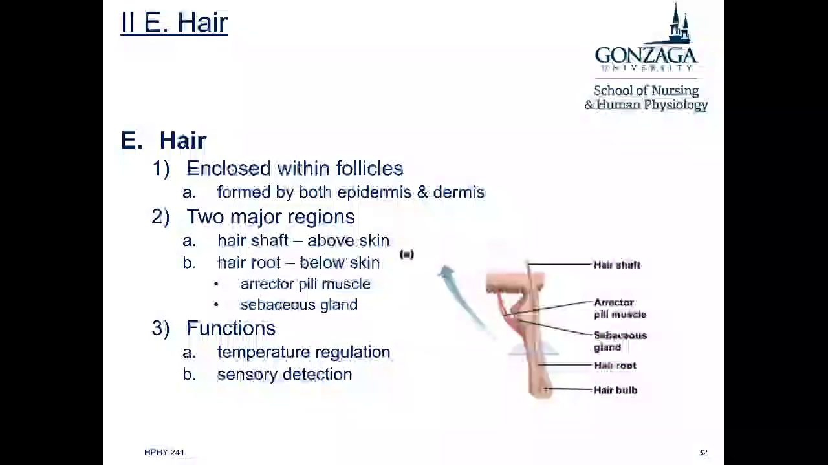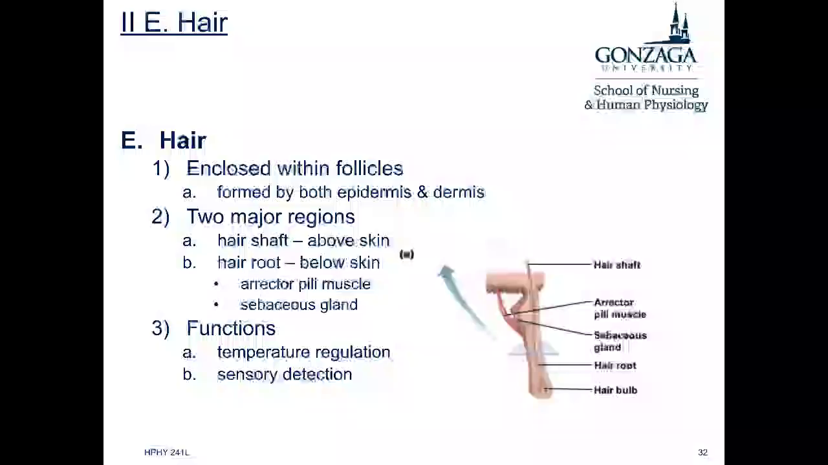Moving on to the second accessory organ, that is hair. So hairs are enclosed within this structure called the follicles, which are formed by both epidermis and dermis structures. And hairs are divided into two major regions. The part that's above the skin is called the shaft. The part that is below the skin is called the root. And there's actually a lot going on down here.